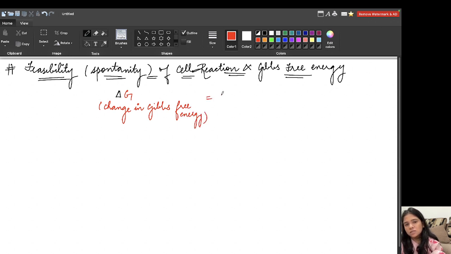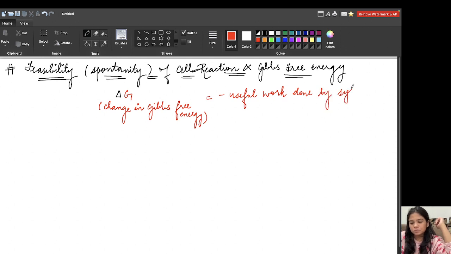is minus of useful work done. Whenever your Gibbs free energy is negative, it means you have spontaneity. That reaction will be feasible. Whenever your delta G is negative, just remember this thing for now because the rest will come in thermodynamics. So delta G is minus of useful work done by the system. So I can write it as minus W also, right? So delta G equals minus W. I am just naming it as 1. This is actually your electrical work, right?